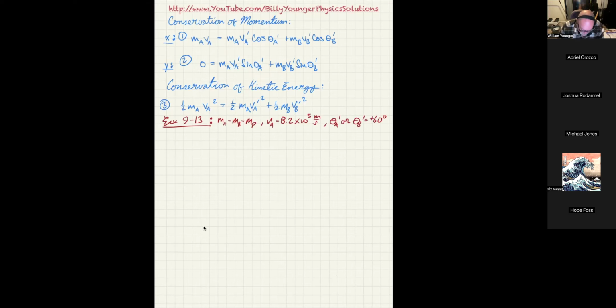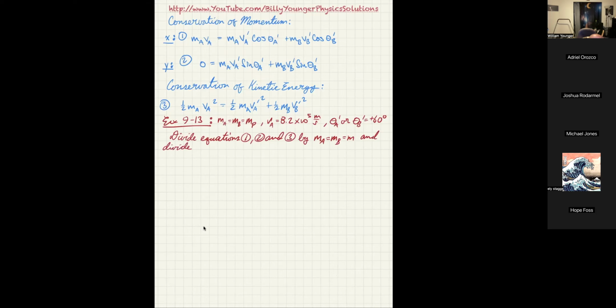So what I'm going to do first is divide equations 1, 2, and 3 by M, where MA equals MB equals M. And I'm also going to divide equation 3 by 1/2. And that will get rid of basically all that other stuff that we had.